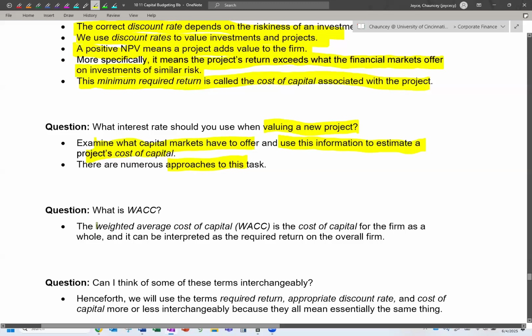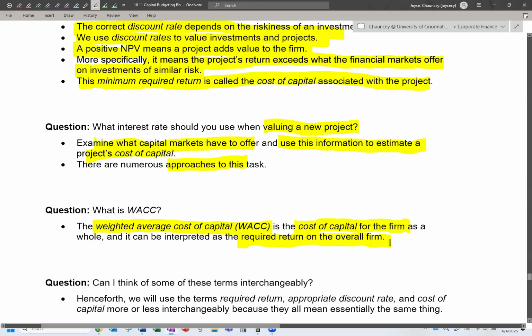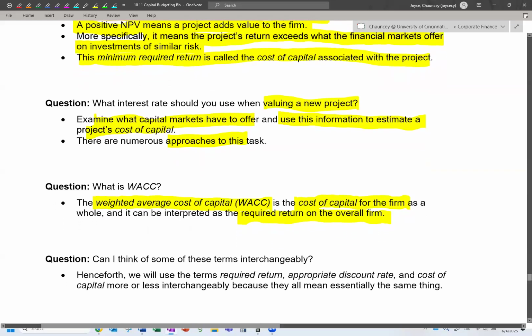What is WACC? We have a whole unit on that later on called the weighted average cost of capital, or WACC. That's the cost of capital for the firm overall. That's the required return on the overall firm, not necessarily for a particular project. Projects can have a cost of capital that's in excess of the WACC if they're riskier than the overall firm, or lower than the WACC. Again, it just depends on how risky that project is. If that project is risky, it has a higher cost of capital.